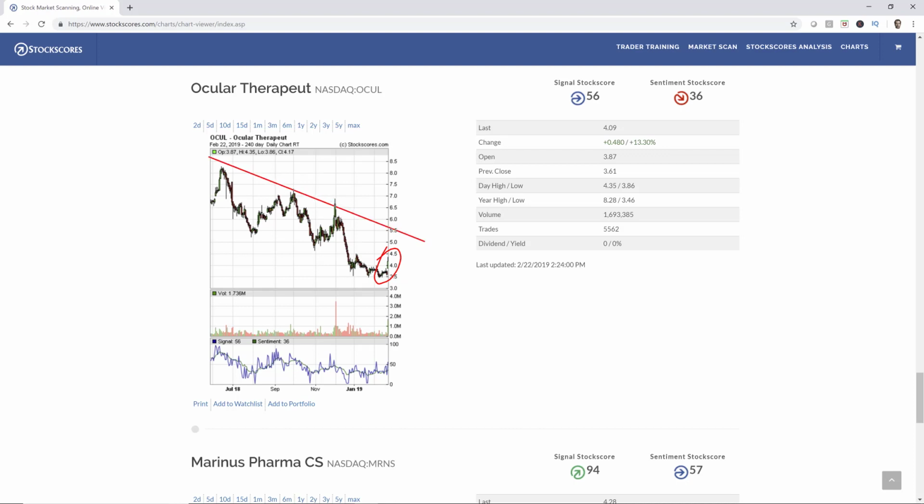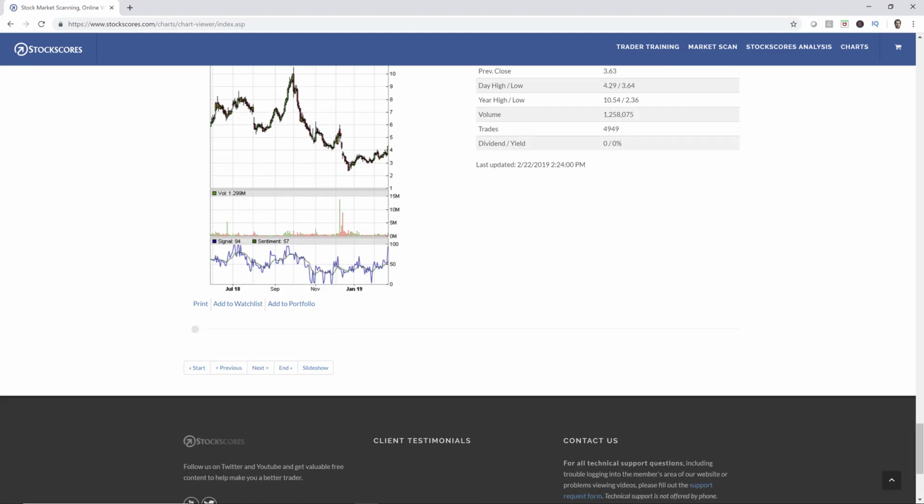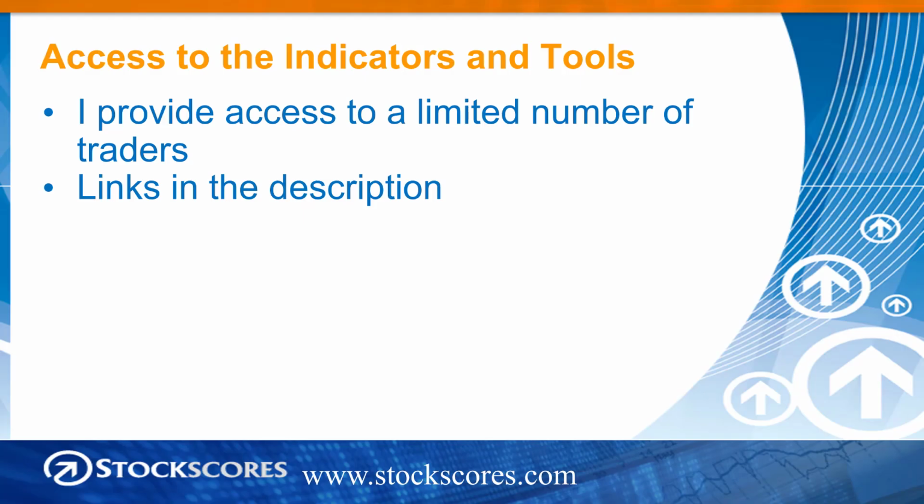The main issue here is it's still in a downward trend. It hasn't broken the downward trend. So this stock probably goes up for a few days, and then I think it will fizzle out. Those are the kind of things that I can teach you to look for and understand. So that's the Stock Scores Market Scan, which is how we find position trading opportunities using the same concept.